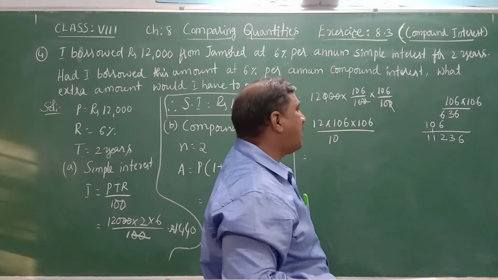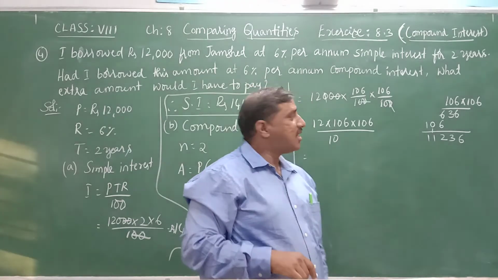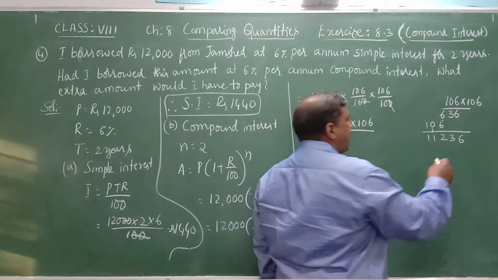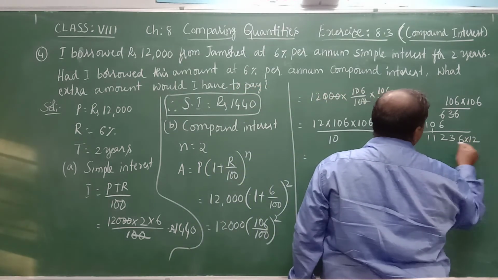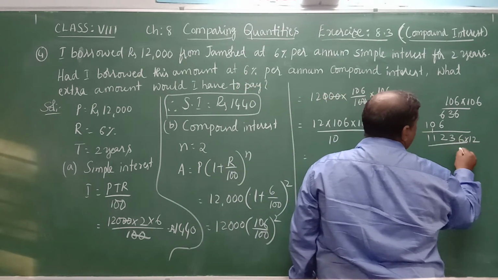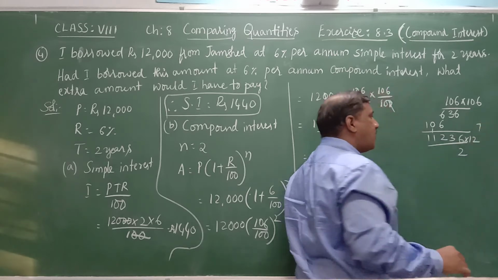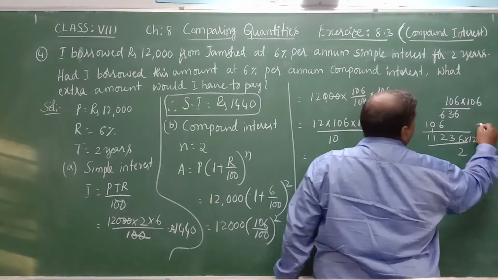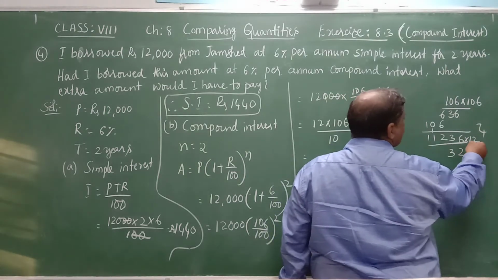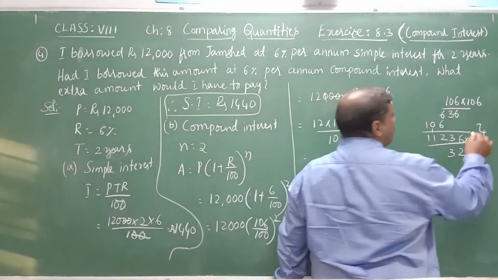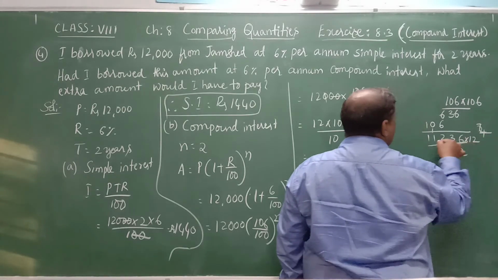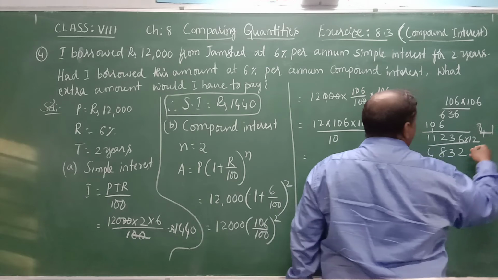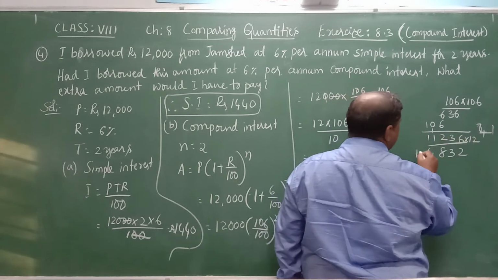So how much did you get? 11,236. It is multiplied by 12. So now multiply with 12. 12 6s are 72, 7 is there. 12 3s are 36, 36 plus 7, 43. Next 12 2s are 24, 24 plus 4, 28. 12 1s are 12, 12 plus 2, 14. 1 is there, and 12 1s are 12, 12 plus 1, it is 13.